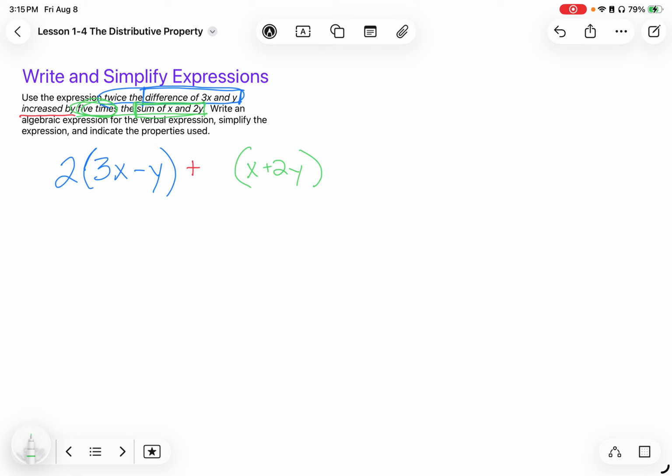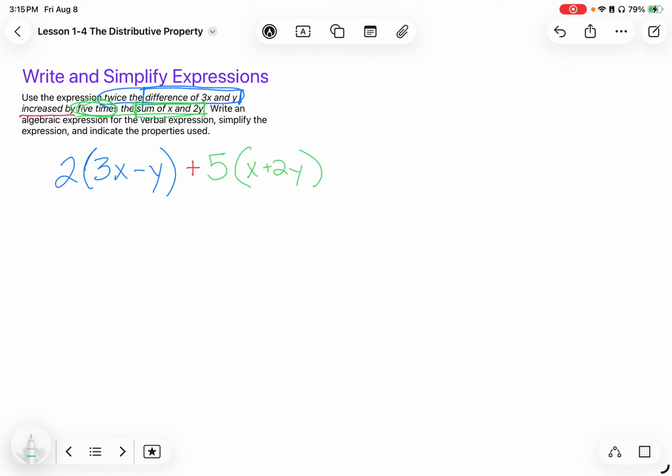So we're going to get the sum and then multiply by 5, just like we did twice the difference, and we subtracted and then multiplied by 2. 5 times the sum means we're going to get the sum and then multiply by 5. Okay, so there's our algebraic expression. We've turned it from a verbal expression into an algebraic expression. Now what we're going to do is simplify this, and as we simplify it, we're going to write down each property we use.